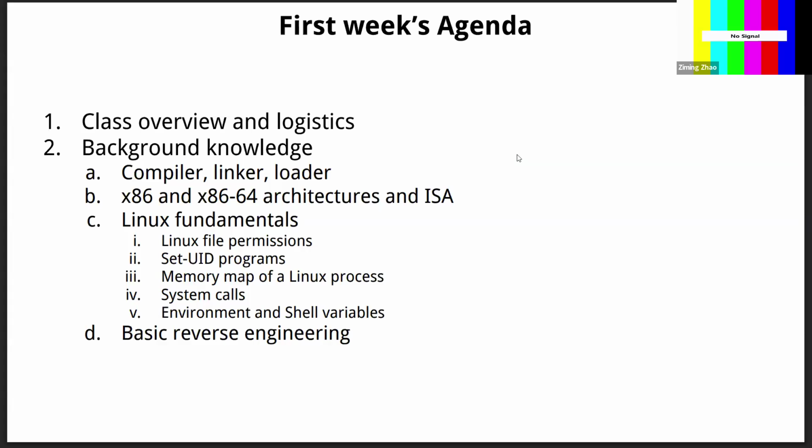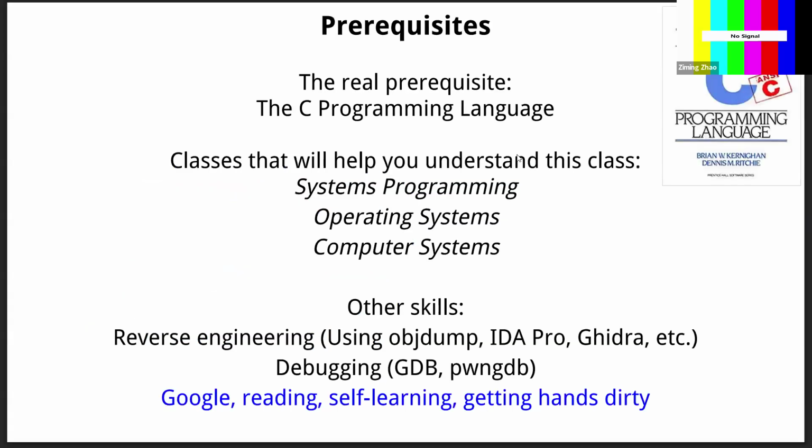Some of you took the computer systems course and learned about system calls, but you were using C wrappers of system calls. In this class, you are going to write assembly code to directly make system calls using special instructions. Environment variables and shell variables will also be very useful for our hacking semester. And also some basic reverse engineering techniques.